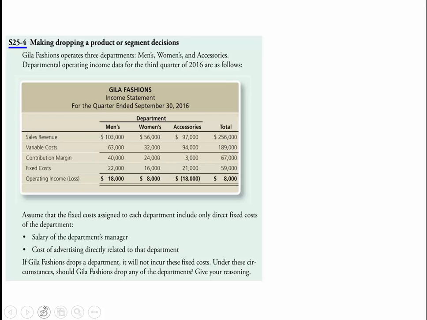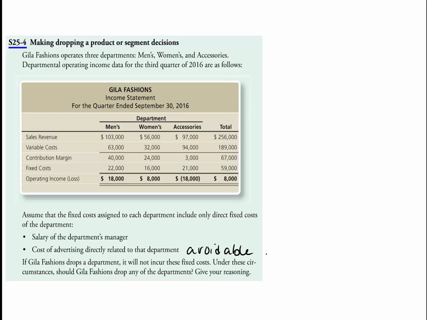Okay, so this is the first one of these that we're going to look at. This store has 3 departments: men's, women's, and accessories, and they broke down the cost this way. Assume that the fixed costs assigned to each department include only direct fixed costs of that department, so the salary of that department's manager and the cost to advertise just that department. If they drop a department, they will not incur these fixed costs. So these fixed costs are avoidable, and that's a very important thing to understand to answer the question.